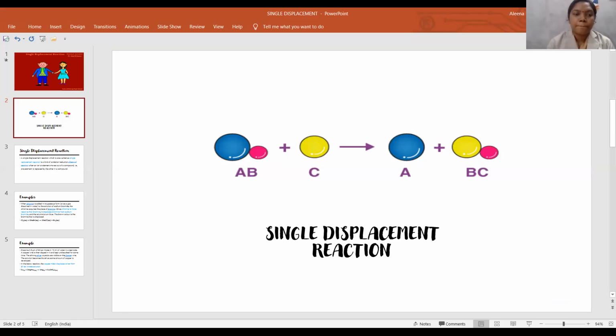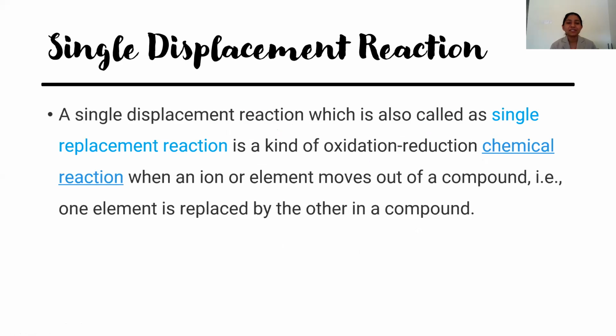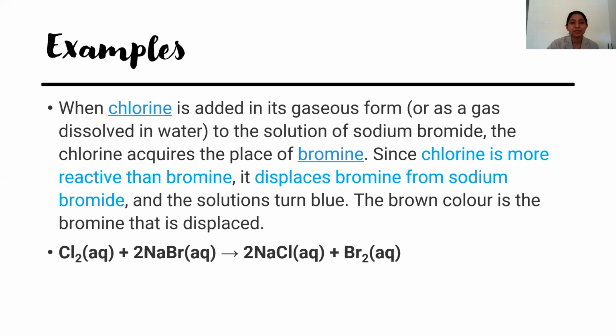Okay, now let us discuss single displacement reactions in detail. First of all, the definition. A single displacement reaction, also called a single replacement reaction, is a kind of oxidation-reduction chemical reaction where an ion or element moves out of a compound, that is, one element is replaced by another in a compound. So we can discuss some examples.